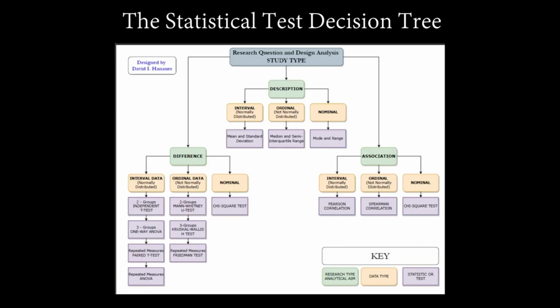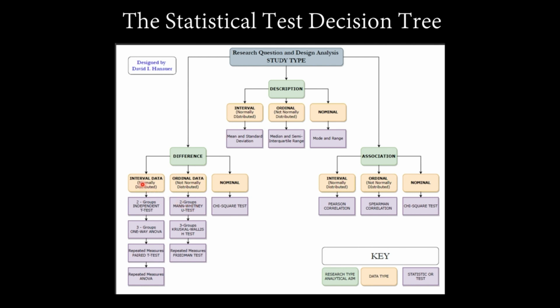Okay, let's start as we always do with a consideration of our statistical test decision tree. Now, as I just said, we're talking about a test of difference. We are talking about one of two situations, primarily ordinal data, which by definition is not normally distributed, and we're talking about a comparison of two groups.